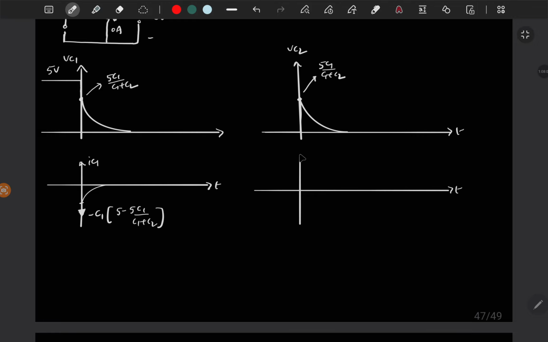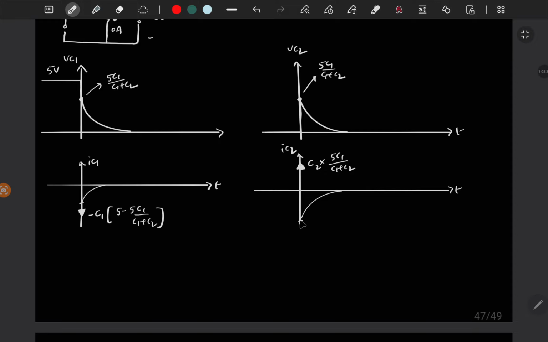For IC2, since it is going from 0 to some voltage, you will get a positive impulse function for IC2. So there is some positive impulse current through capacitor C2 with magnitude of C2 times 5C1 by C1 plus C2. But C2 is also discharging. It means IC2 should be negative, and it should be exponential, and it should go to 0.